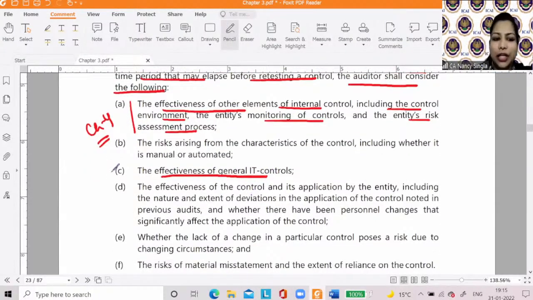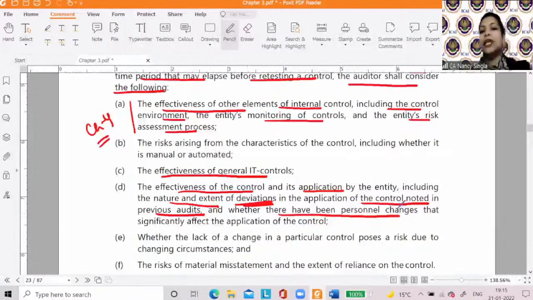And D point is related to effectiveness of control and its application, including nature, extent of deviations in the control noted in the previous audit, and whether there has been any personnel change. Okay? And I told you 3 points are related to risk. What risk? Risk arising from the characteristics, including whether it is manual or automated.